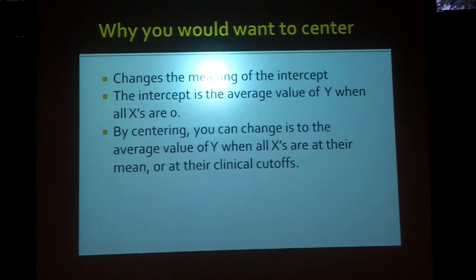If you center it, and you subtract the mean, for instance, the intercept changes so that it means the average value of Y when all the X's are at their mean or their clinical cutoffs or whatever it is that you're doing. That might be a really interesting figure for you, depending on what it is you're studying. That the average value of Y at the mean of some set of clinical instruments is whatever it is. It tells you something about the sample that you have.